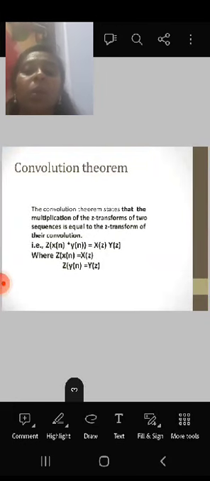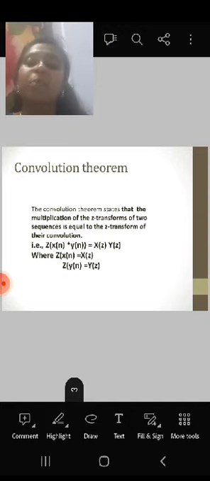Now what is the convolution theorem? The convolution theorem states that the multiplication of the Z transforms of two sequences is equal to the transform of their convolution. Here we have two sequences x of n and y of n. Their convolution is x of n star y of n.